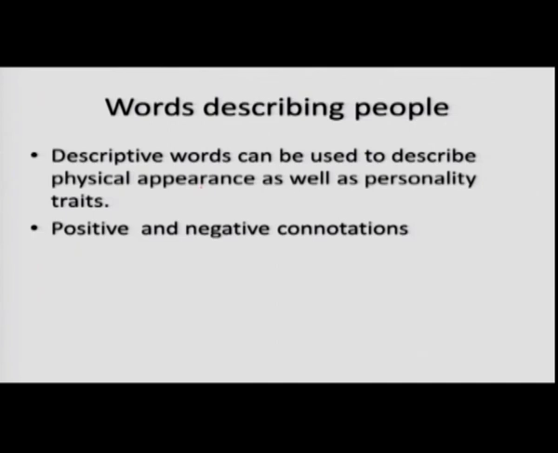Let us imagine you are describing people, say the appearance of a person or the character of a person. One possibility is you can say he or she is good looking, he or she is a good person, or he or she is bad. These words, good and bad, are very common, but they are very general and do not mean anything specific.